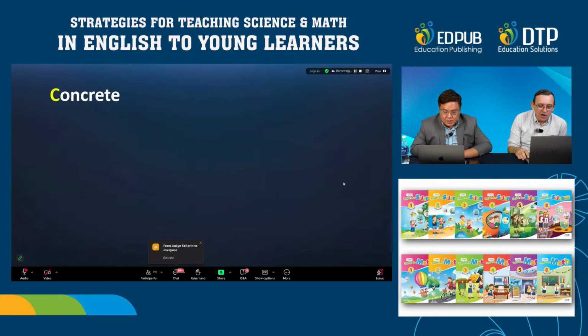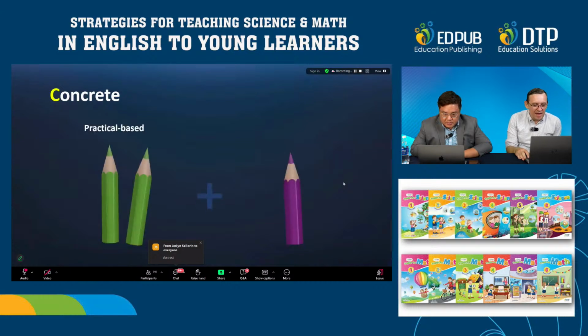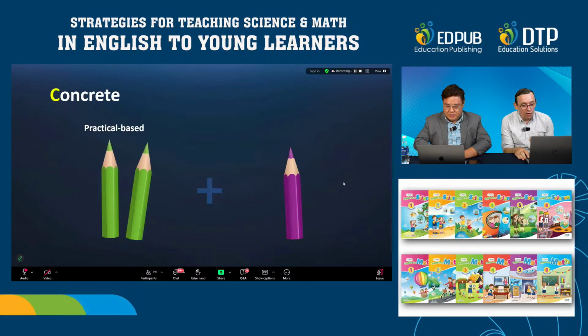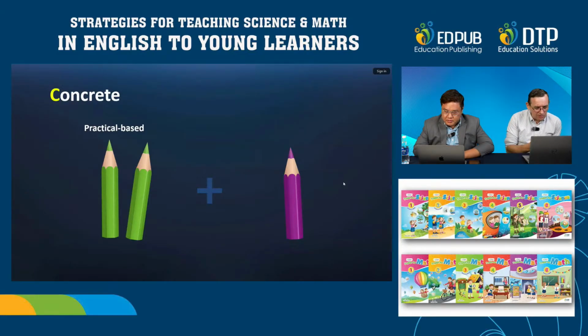So firstly, we've got concrete. And concrete means practical, real life based. So here we have got concrete items. They are real things. We've got 2 pencils plus 1 pencil. These are real things. These are concrete objects. So we get the students to think about it in this way first.